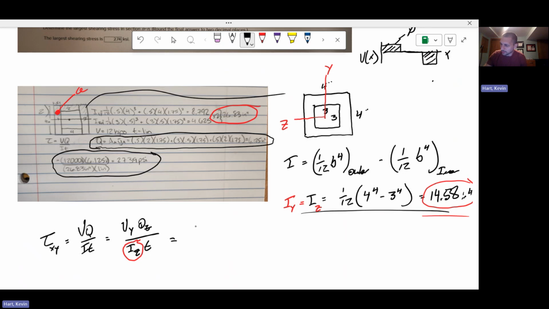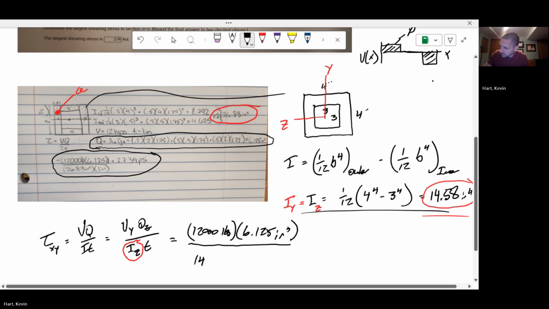All right, Vy, this is your 12 kips, so 12,000 pounds. Qz, I think you have calculated this correctly, 6.125. I haven't checked this thoroughly. This is going to be inches cubed. Sorry about my handwriting on this writing pad, it's pretty atrocious. And then your area moment of inertia, I think should be 14.58 inches to the fourth here. And then t, which is the thickness of the beam, you're correct to say that it is 1 inch.